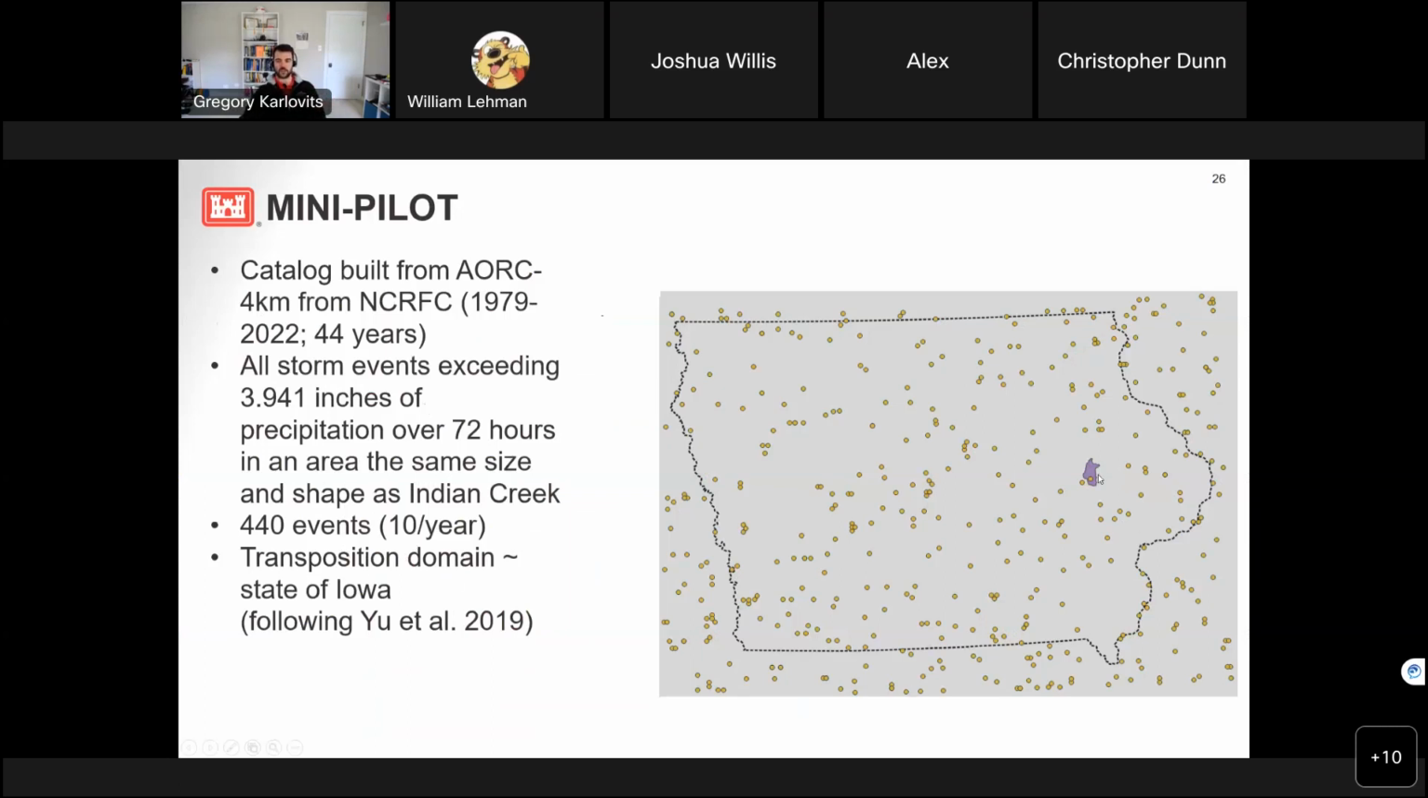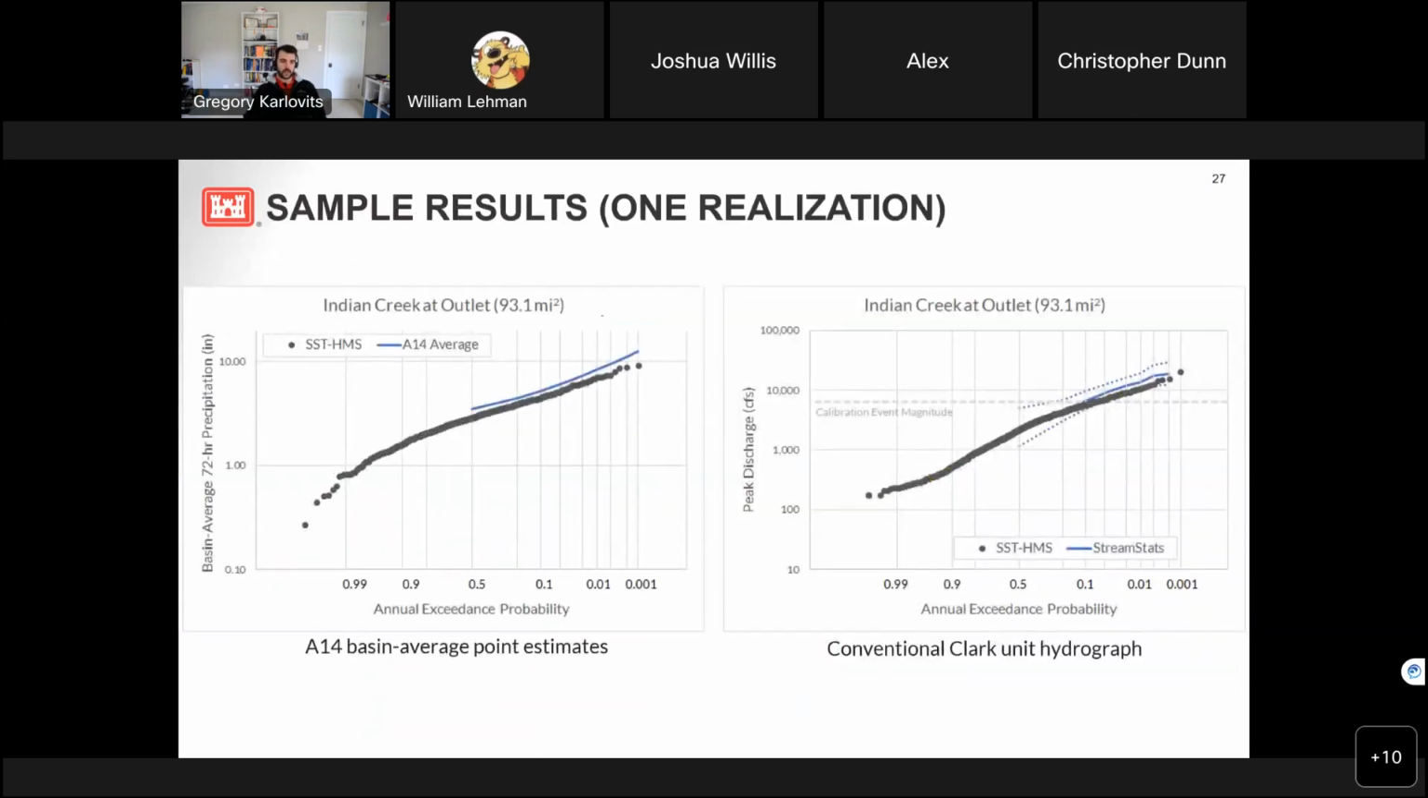And then the transposition domain for this little purple watershed right here was roughly the state of Iowa. So anybody who's familiar with the meteorology in the Midwest knows that there's not exactly mountains or other interesting things going on there. And so there's another study that did transposition for a watershed roughly in this part of the state, if you can see my mouse. And they found that it was reasonable without too much work to assume that the state of Iowa was a reasonably homogeneous transposition domain. And so this is just one realization of running SST over this watershed from that catalog.